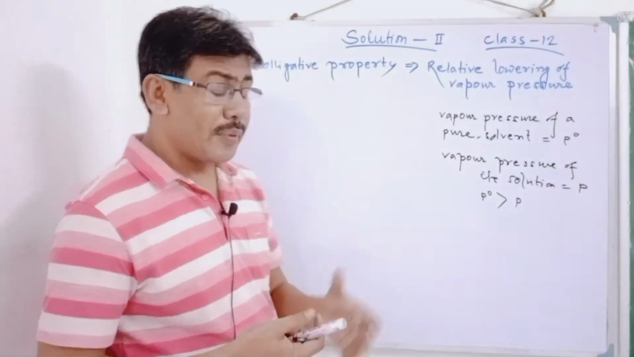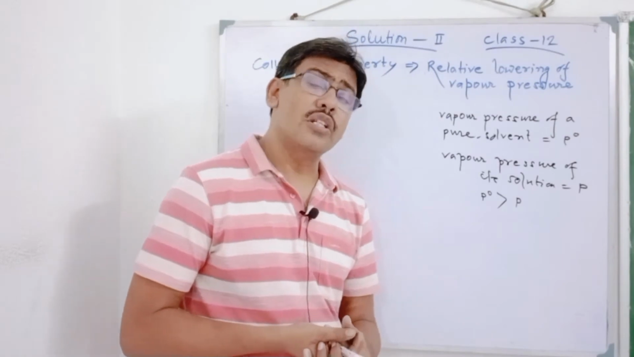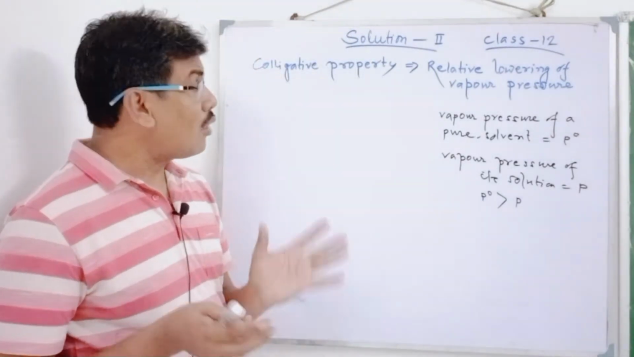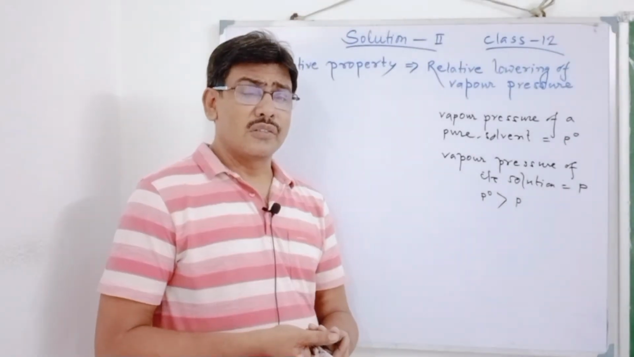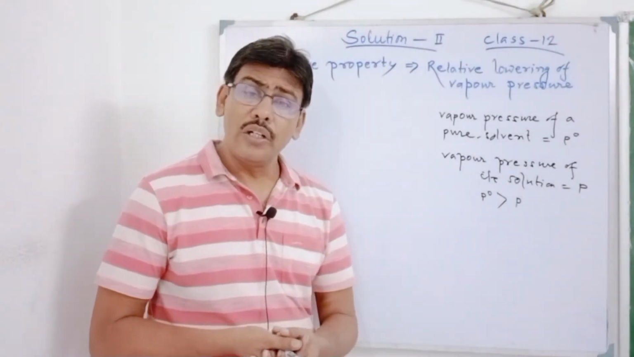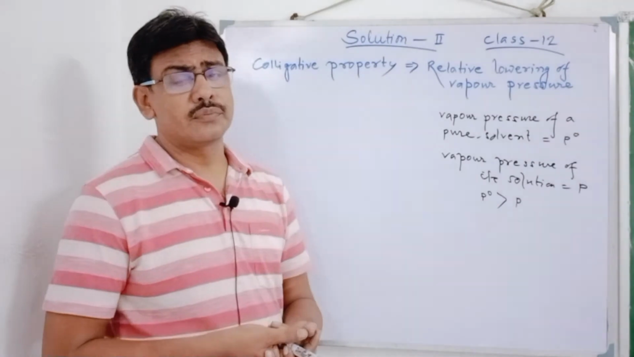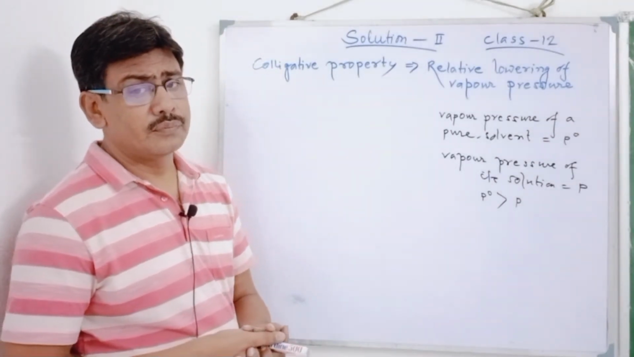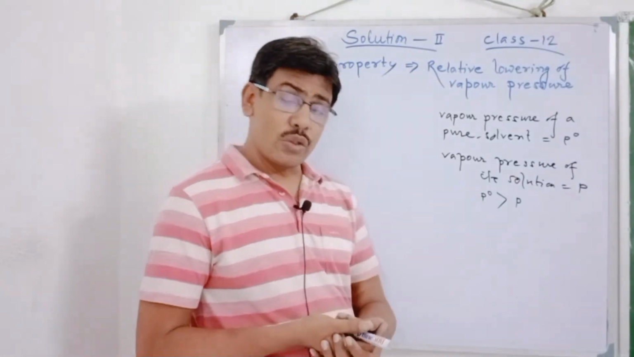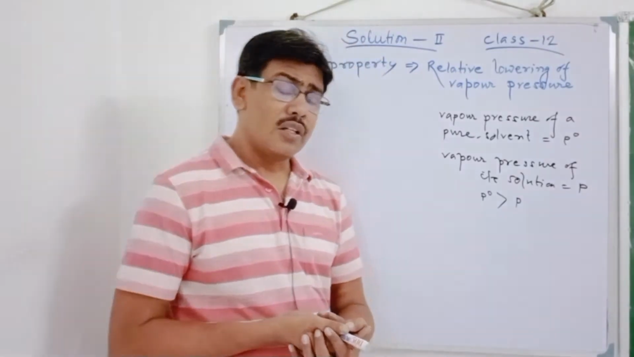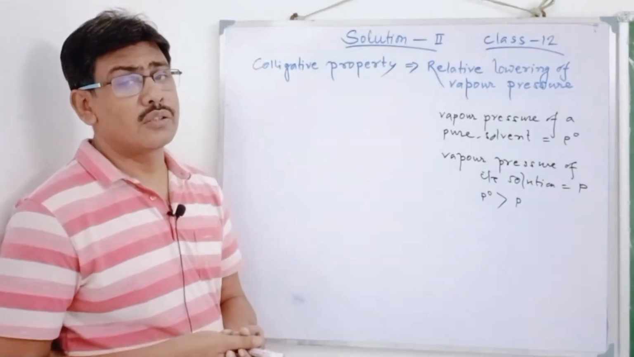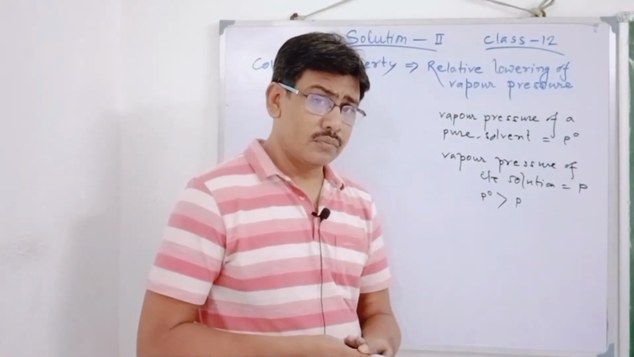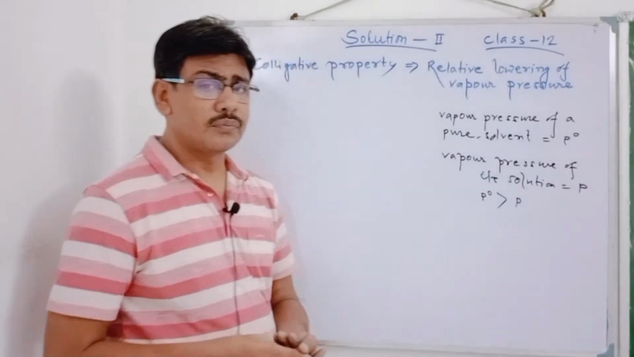And it can be explained by a law. This law is known as Raoult's law. Raoult's law states that for a non-volatile, non-electrolyte solute, the relative lowering of vapor pressure of a solution is equal to the mole fraction of the solute present in the solution. This is Raoult's law.